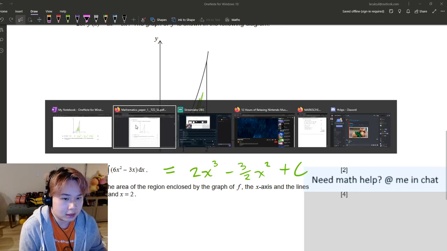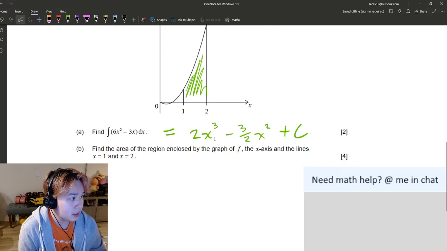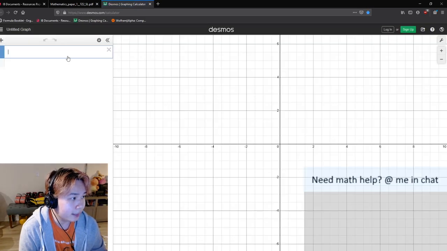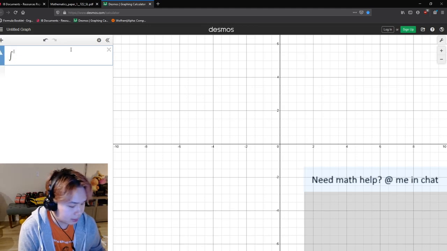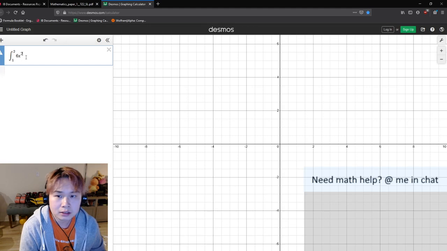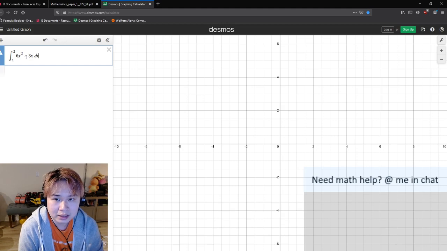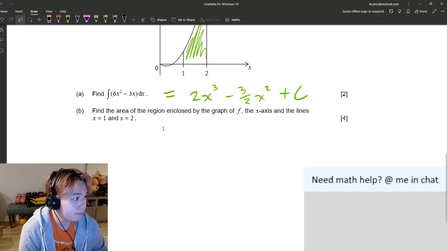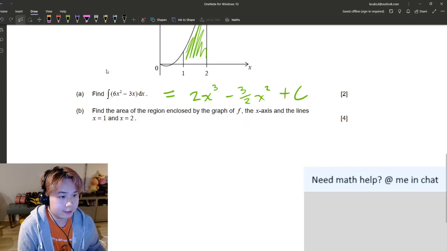So we can just do an integral. You can just plug in the values if you want to. You can use a graphing calculator if you want to. I'm going to use a graphing calculator. I'm not going to use a TI though. Just use Desmos because it's a little faster. So the integral from 1 to 2 of our function, what was it? 6x squared minus 3x dx. And that's just 9.5.